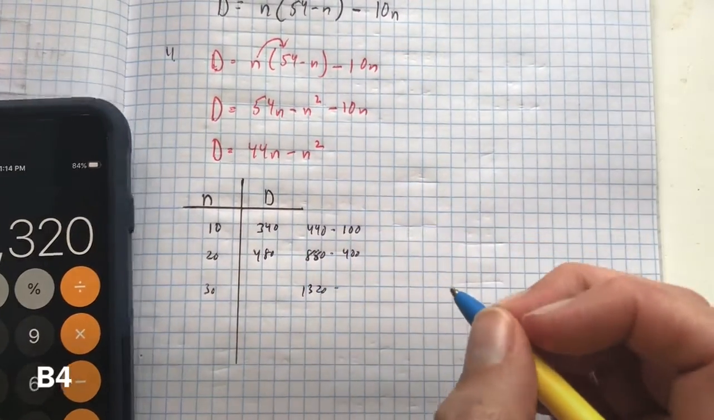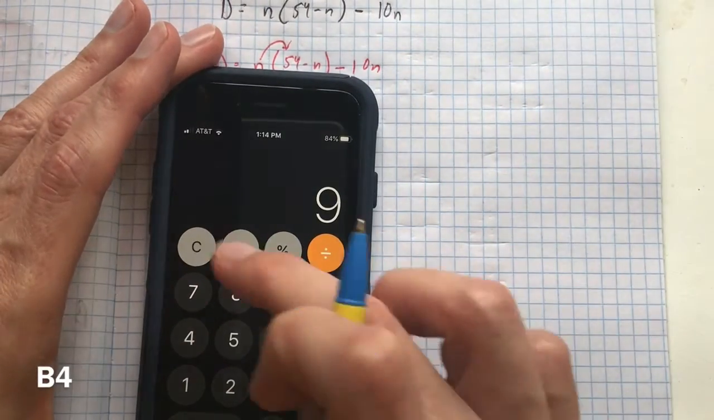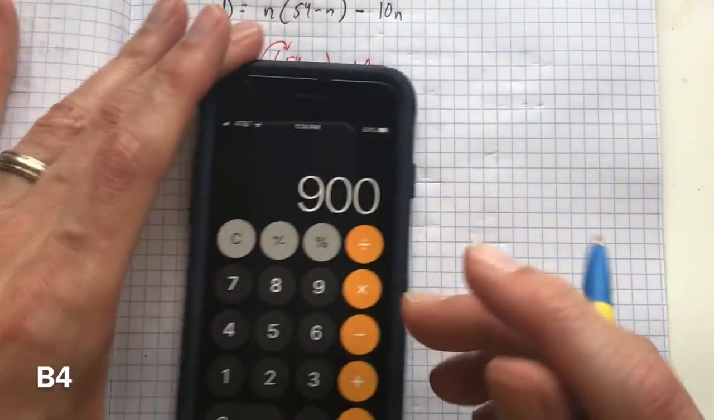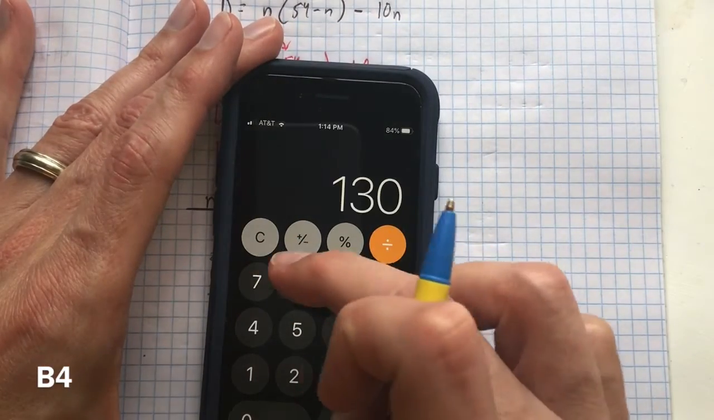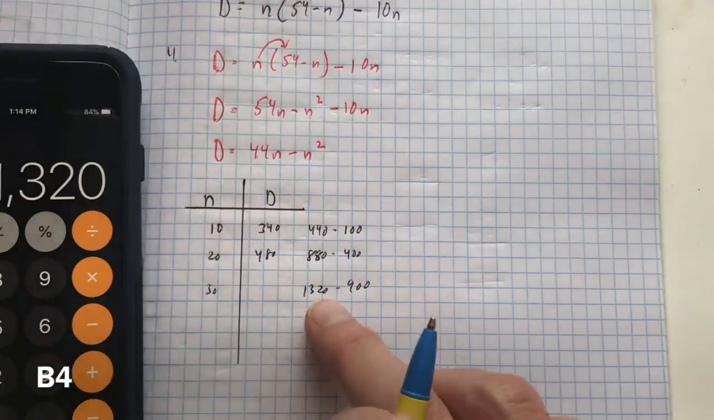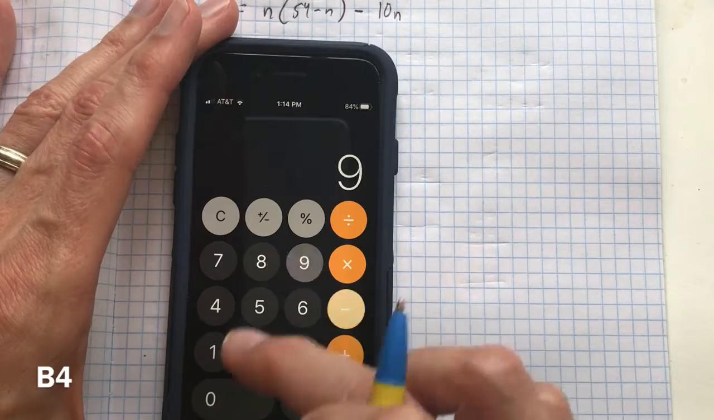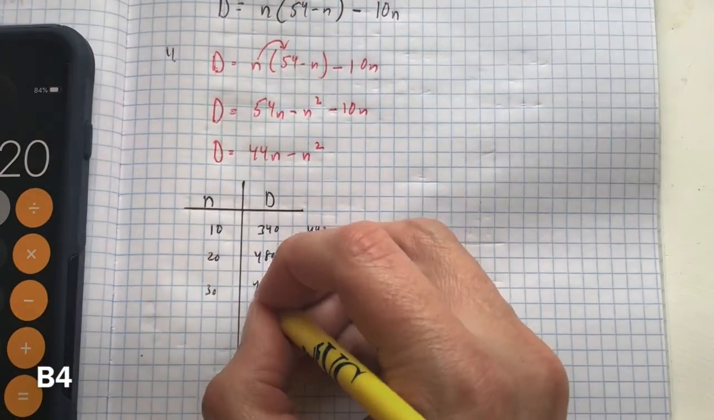Then I'm going to do the 30. 44 times 30 gives me 1,320, minus 30 times 30, which is 900. 1,320 minus 900 is 420.